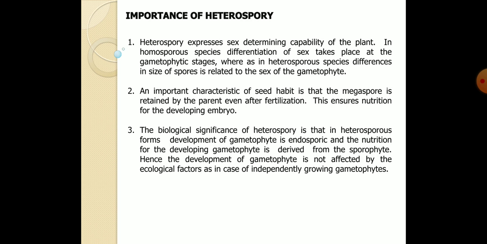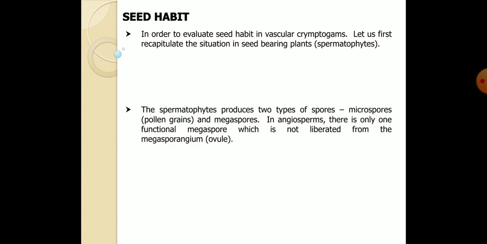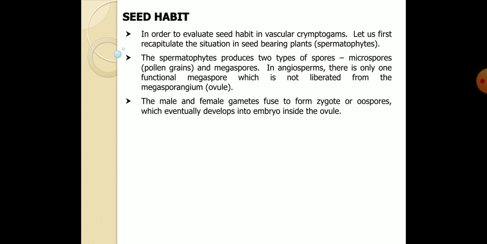And third, the biological significance of heterospory is that the heterospore forms and the gametophyte develops in the endospore, and the nutrition for the developing gametophyte is derived from the sporophyte. Hence the development of the gametophyte is not affected by ecological factors, unlike in an independently growing gametophyte. This is about the heterosporous condition and the seed habit.